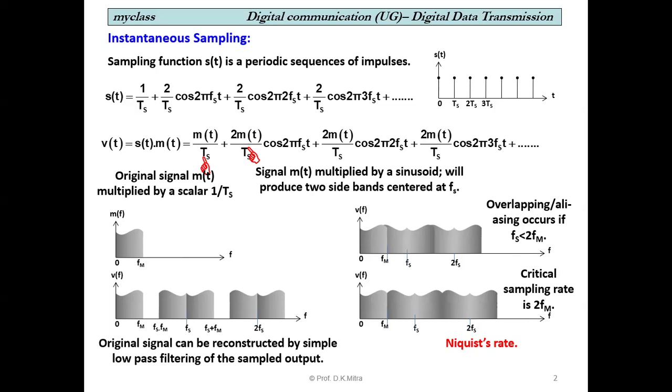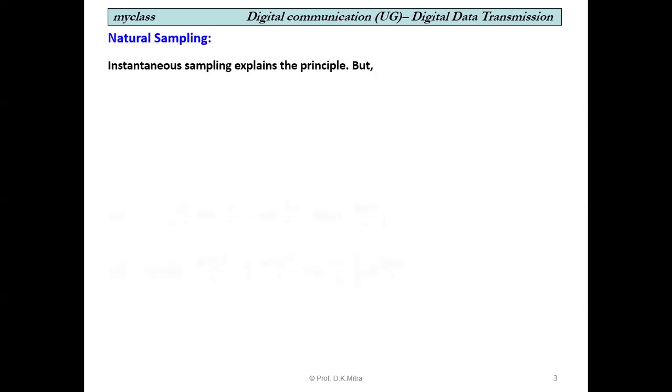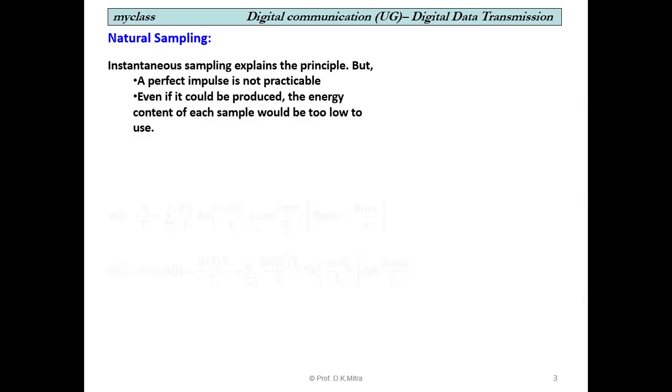What was the problem? Why are we discarding this idea? This idea is a good idea for explaining the principle, but the problem is a perfect impulse, that means a zero width pulse, cannot be created by electronics. It has to be some width, maybe a microsecond, maybe a nanosecond, whatever it is, it must have a width. And also, if the pulse width is very, very small, the energy content of each sample will be too low for any use. You put it into any circuit, the signal will be lost, right?